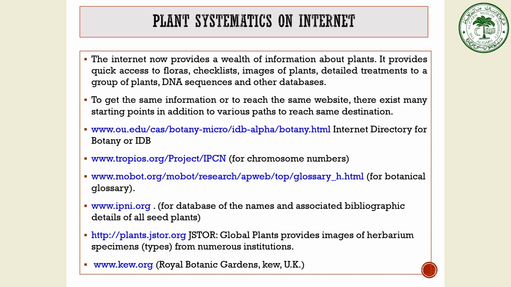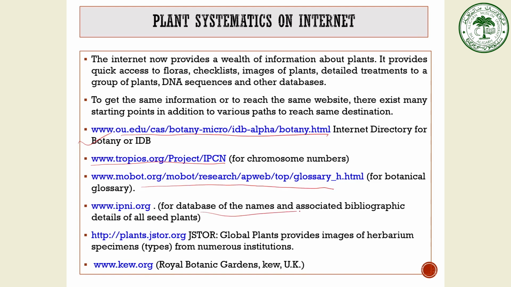Besides this, there is different research available on the internet also, in which plant systematics now provides a wealth of information about plants, and it provides quick access to floras, checklists, images of plants, and detailed treatments. So you get the information from websites, like the important one, the Internet Directory for Botany, which you can access by this particular link. Then there is one for chromosome numbers, the IPCN, and then one for the botanical glossary, that is MOBOT.